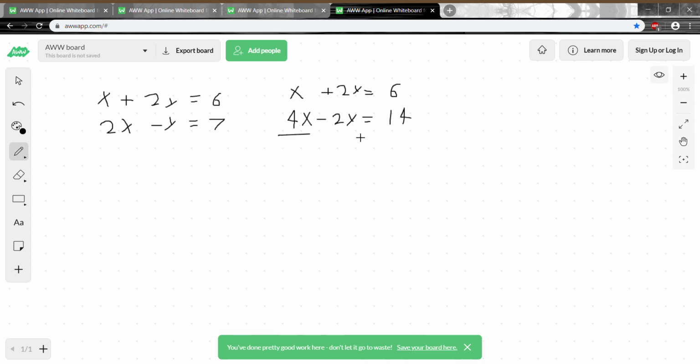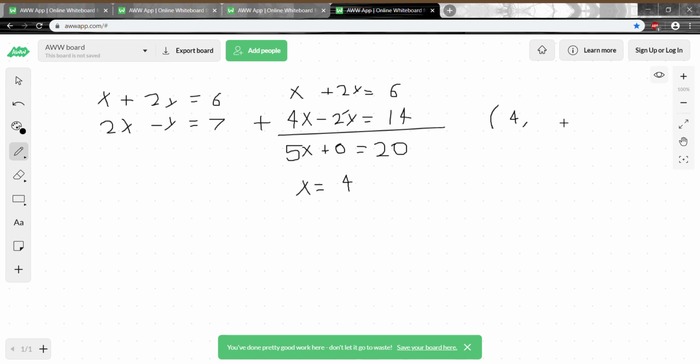So what that's going to give us is x plus 4x is 5x. 2y plus negative 2y is 0. That's going to be plus 0. And then 6 plus 14 is equal to 20. So that gives us that 5x is equal to 20. If we divide by 5, x is going to equal 4. So our x coordinate is going to be 4.